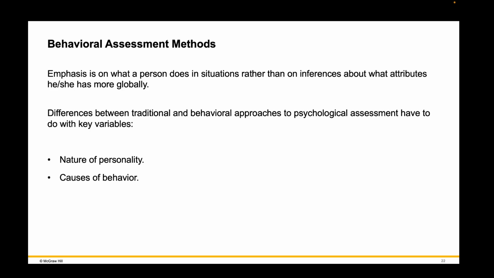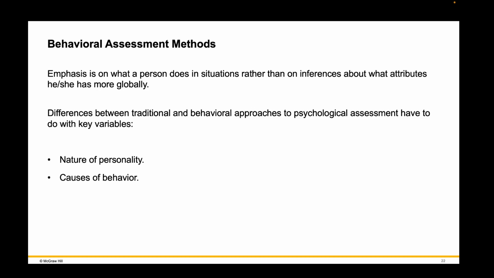Okay. Now, moving on to behavioral assessment method. So, this is the third type of psychological, a personality test rather, that we use in the field. So, this method emphasizes what a person does in situations rather than being based on inferences about what attributes he or she has more globally. So, different siya in that sense from the first two types of assessment, the objective and the projective assessment.